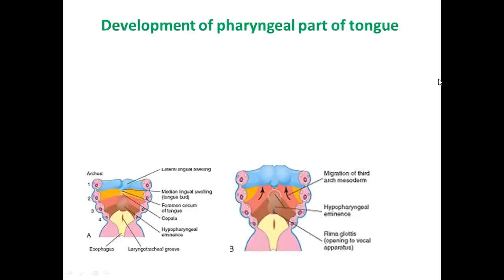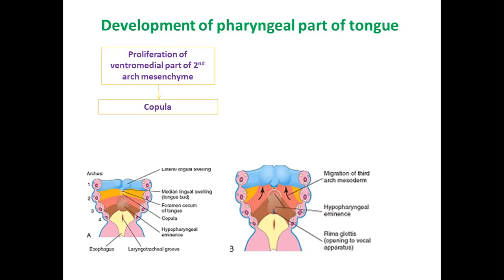Now, the development of the pharyngeal part of the tongue, or the posterior one-third. You have seen over here the two lateral lingual swellings and one median lingual swelling, which is being overgrown by the two lateral lingual swellings. Behind is the foramen cecum. Behind that is our second arch. The second arch mesenchyme will also proliferate ventromedially and form a swelling known as the copula. So this one is the copula.